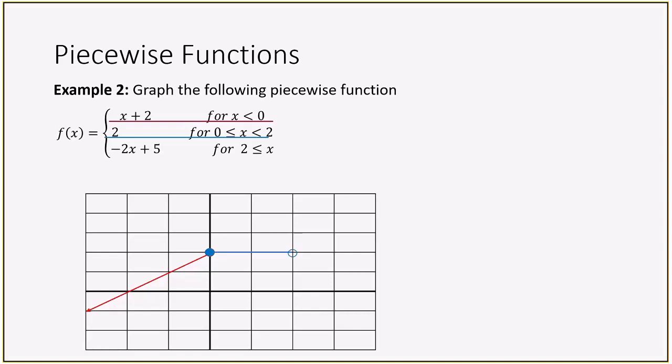Now for the last part, same idea. I'm going to graph just the line, negative 2x plus 5. So that has a y-intercept of 5 and a slope of negative 2. That's what this graph looks like. And then I want all of the values for x greater than or equal to 2. So I want only the stuff that is to the right of x is equal to 2. So I erase all of those left values. And then I put a closed dot on 2. And then that is my graph.